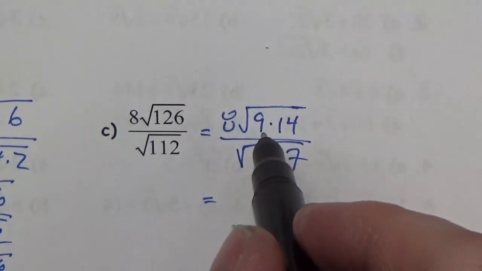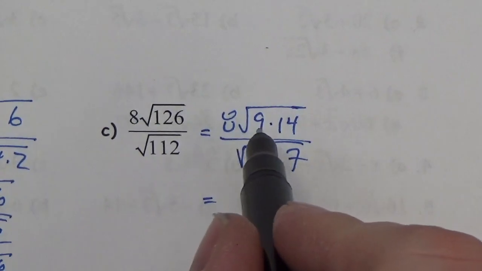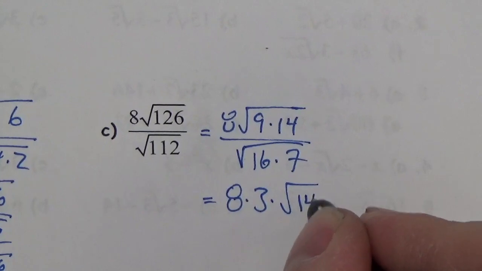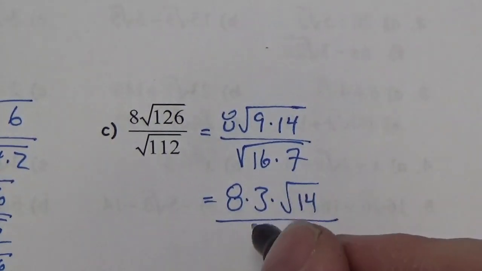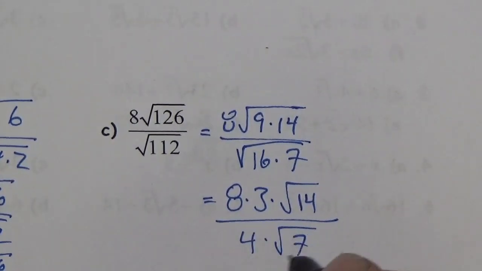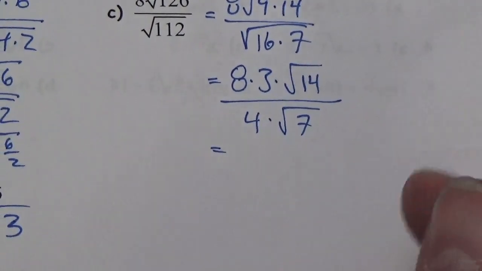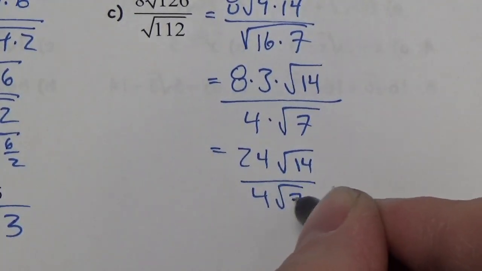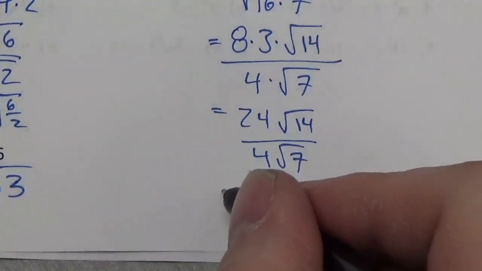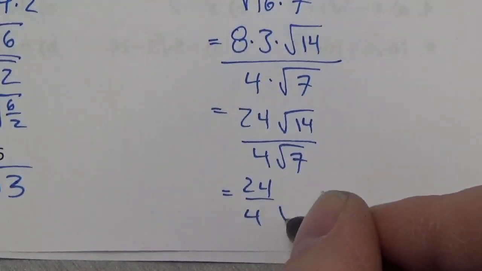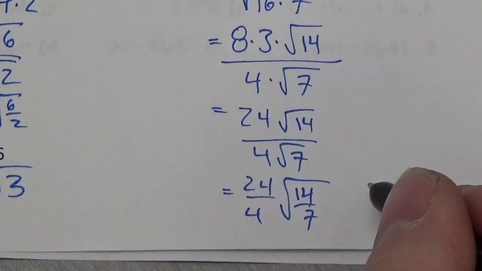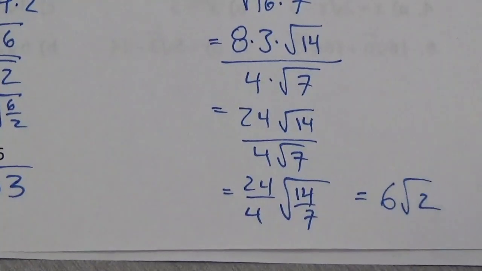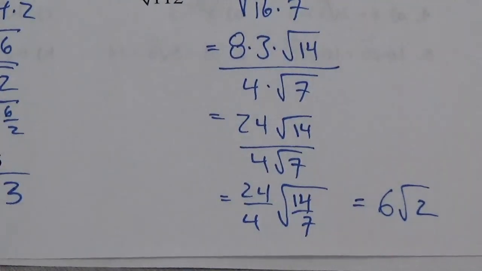So in the numerator, I know that the square root of 9 is going to be 3, and I'm multiplying that through, so it's going to be 8 times 3 times the square root of 14. The square root of 16 is 4 times the square root of 7. And so this is going to end up being 24 root 14 over 4 root 7. Well, now you know that we split this up, 24 over 4, and this will be the square root of 14 over 7. Well, 24 divided by 4 is 6, 14 divided by 7 is 2, so this becomes 6 multiplied by the square root of 2.